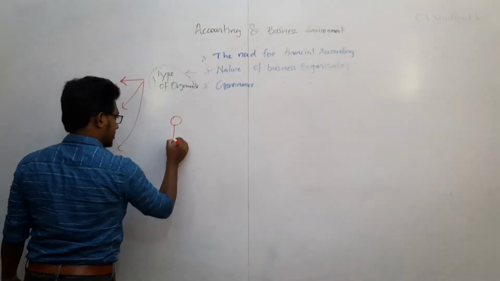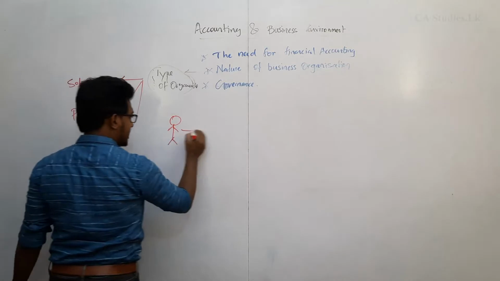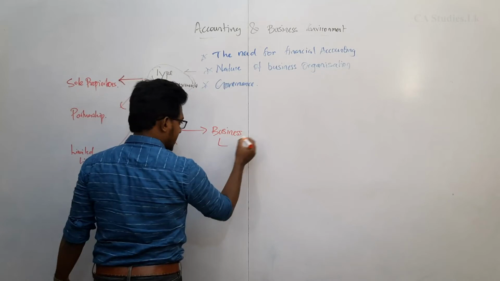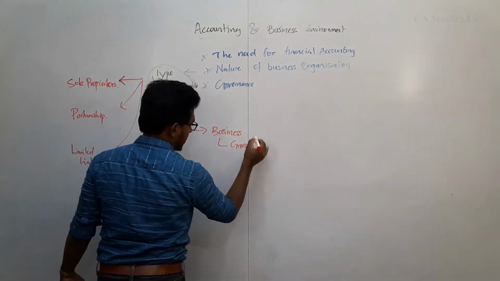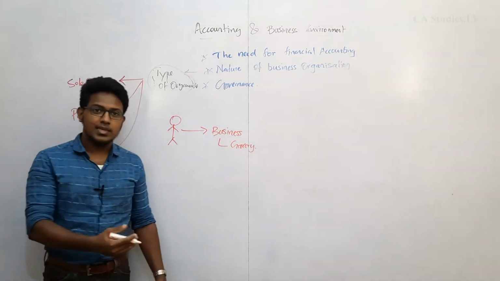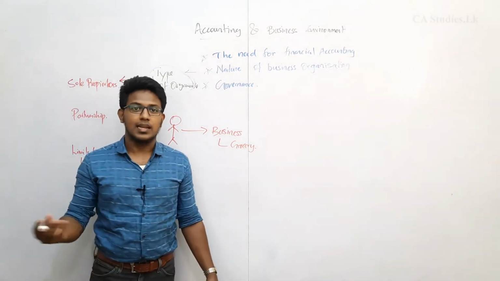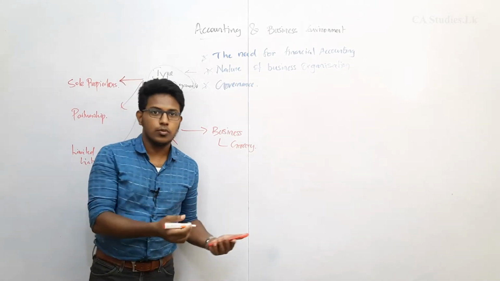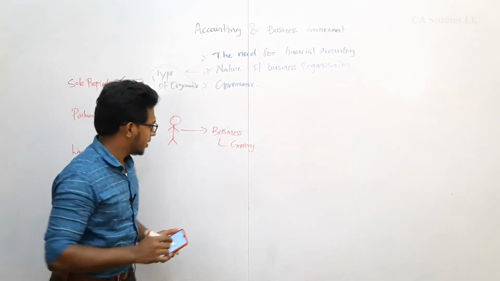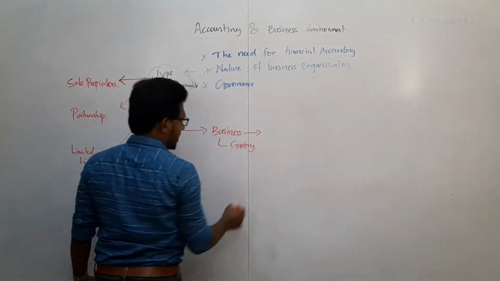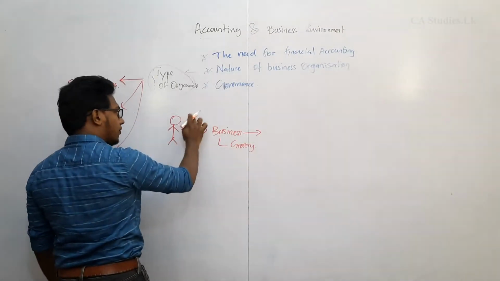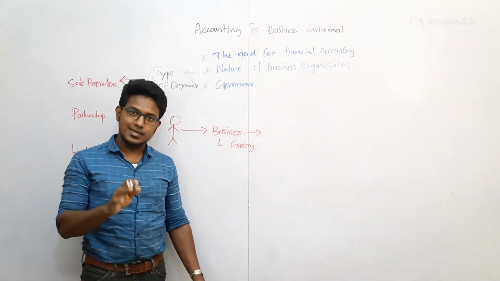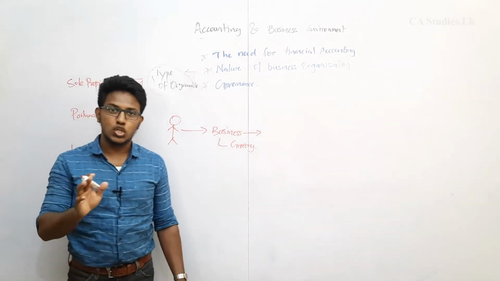If a person is doing a business, this business may be, say, a grocery. A small shop in your home area, that is also a business. That is owned by a sole proprietor, one person owns it. If the business is run in the same name of the owner, no need to register. If it is run in a different name, it should be registered.